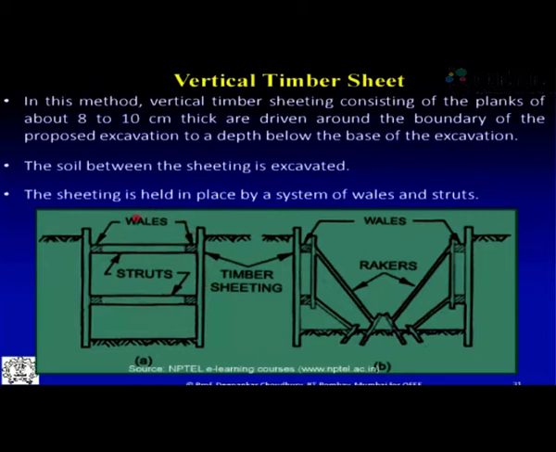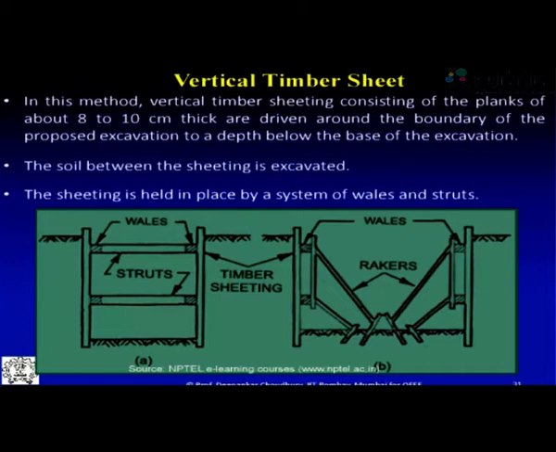Another thing mentioned over here is called wales. What is wales? Another name is also runner beam. That is the beam which connects from one end of this sheet pile wall or the diaphragm wall to the other end. It goes perpendicular to this surface, that is called wales or runner beam, that provides support from the horizontal side if we look at the plan.